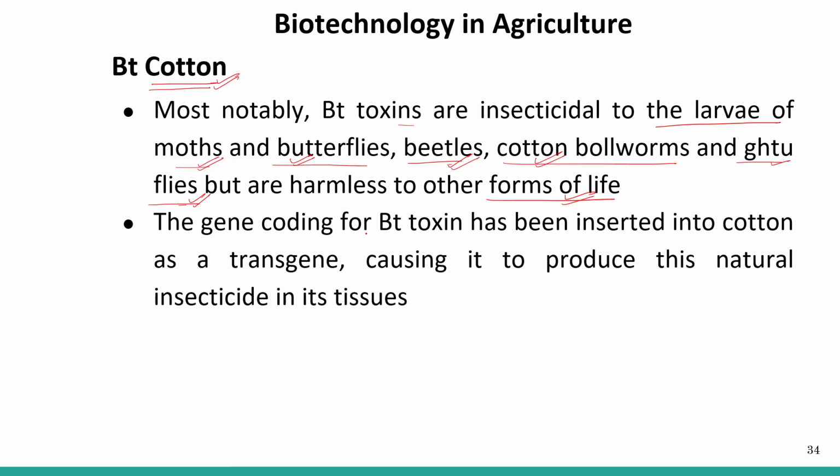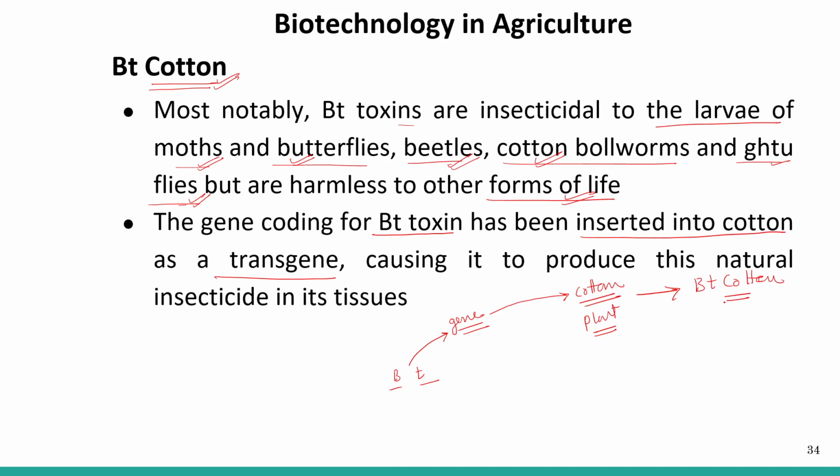The gene coding for the Bt toxin has been inserted into the cotton as a transgene. So this particular gene from the bacteria Bacillus thuringiensis is taken out. This gene is taken out and introduced to the cotton plant, and this cotton now got its name Bt cotton. We will see in the coming slide how this mechanism occurs.